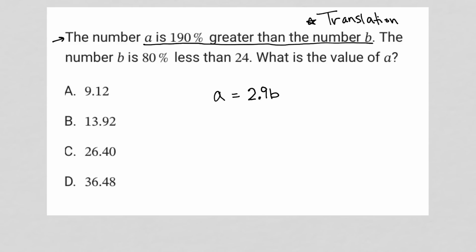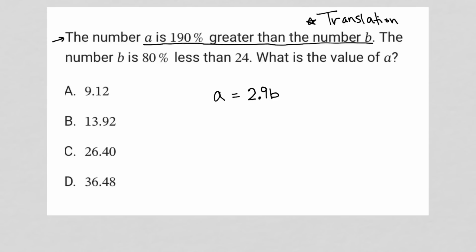So A equals 2.9B. And again, this 2.9B comes from having B plus another 190% of B, which is 1.9B. So together, B plus 1.9B is 2.9B. Okay, so that's what we have there. Let me erase that now that I've shown you where that came from.